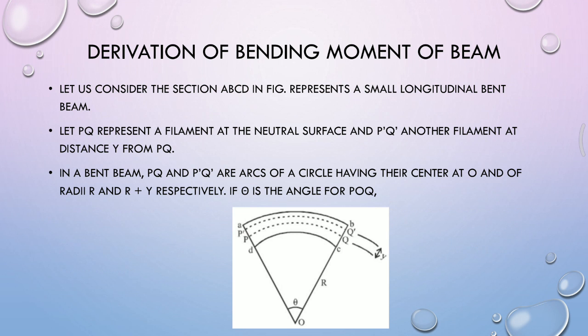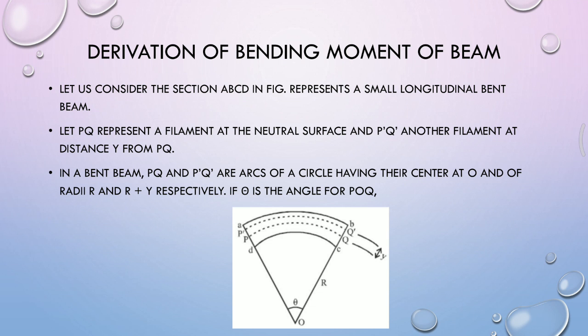Now let us understand what the bending moment of the beam is. Let us consider a section of the beam ABCD, which represents a small longitudinal bent beam that is being bent over a small angle. PQ represents a filament at the neutral surface. P'Q' is another filament which is at a distance y from PQ. In a bent beam, PQ and P'Q' are arcs of a circle having their centers at O and of radii R and R plus y respectively.